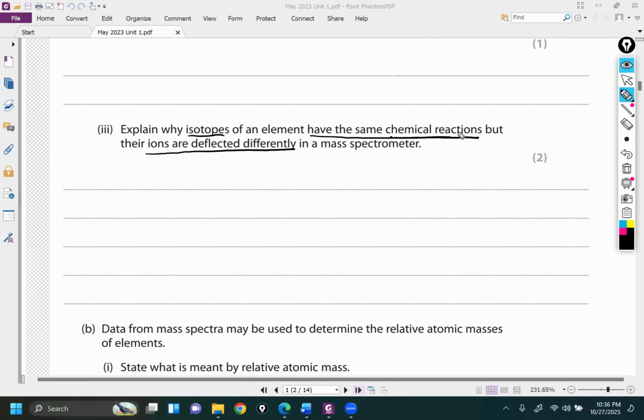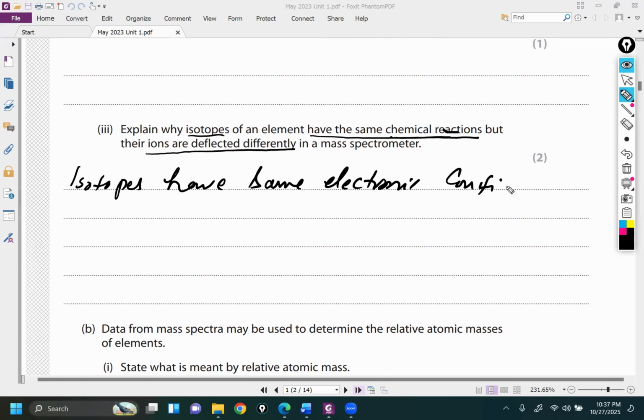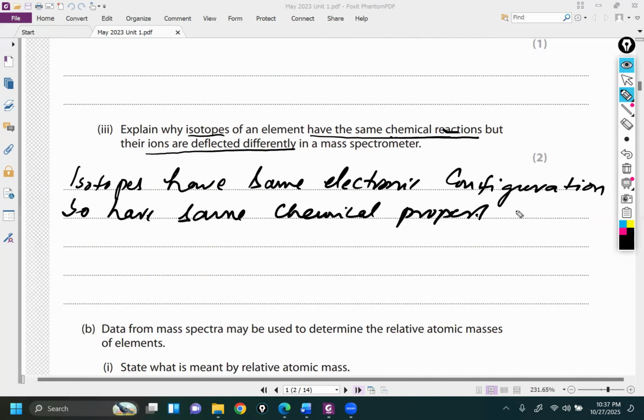Chemical reactions of any atom depend on the number of electrons, or the electronic configuration, or the number of electrons in the outer shells. So isotopes have the same electronic configuration, so they have the same chemical properties. This is the first point.